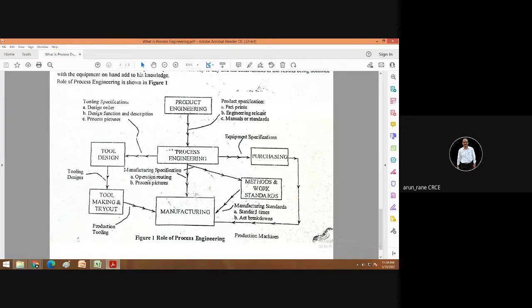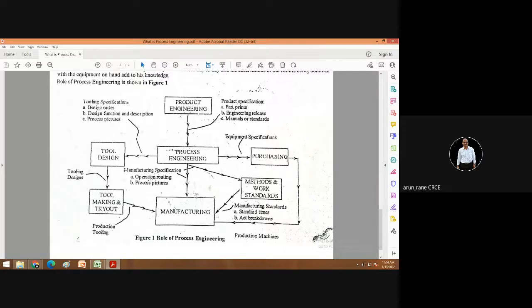Then he has to liaise with the purchasing department, the process engineer, for specification, because sometimes purchase engineers are from the commercial side, like BCom and MCom. Now, big companies are taking engineers in the purchase department. Not only in purchase, they are also taking engineers in HR, that is, in the personnel department.